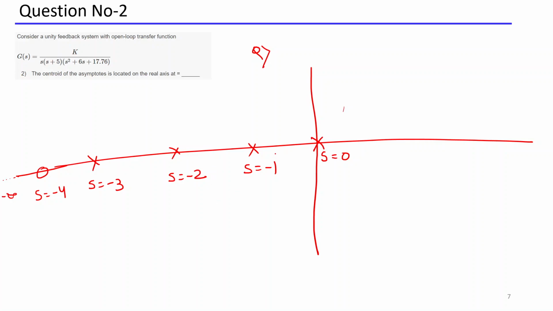So now tell me, there are section 1, section 2, section 3, section 4, and section 5. Out of these 5 sections, which sections will lie in the root locus diagram? Can anybody tell me? Sections 1, 3, and 5. Right. So what rule are you applying? The number of poles and zeros to the right of that point should be odd, right?